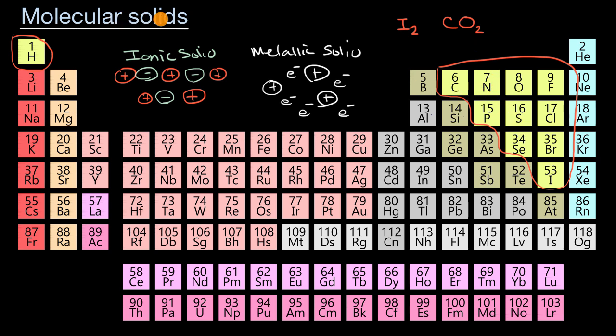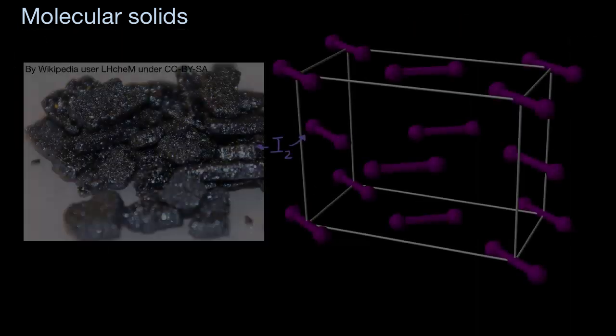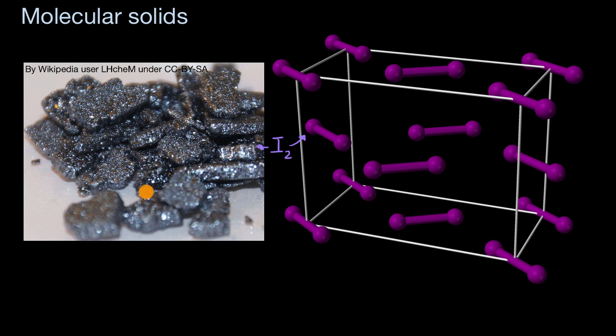Now, when we're talking about molecular solids, we're talking about putting a bunch of these together. So let's say putting a bunch of iodine molecules together, and the intermolecular forces at a sufficiently low temperature are sufficient to hold together those molecules as a solid. So what do I mean by that? Let's look at a few examples. This right over here is a picture of solid iodine. And the way it's made up is you have these iodine molecules, each formed by a covalent bond between two iodine atoms.